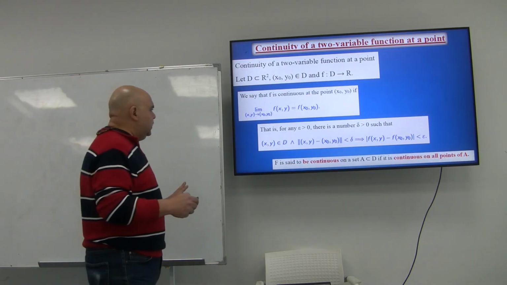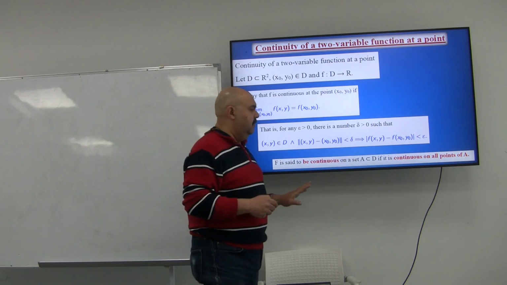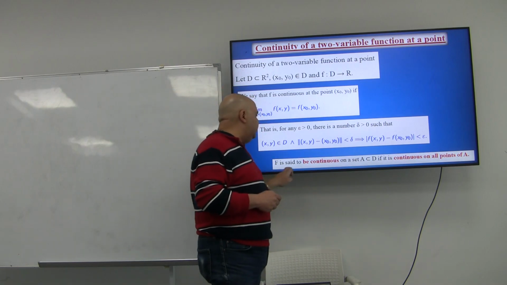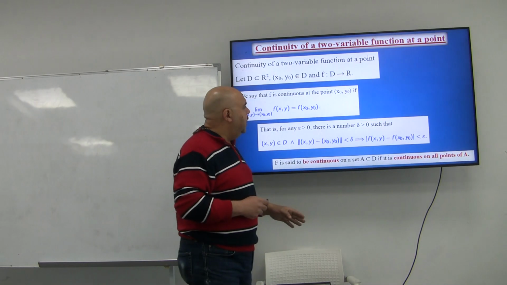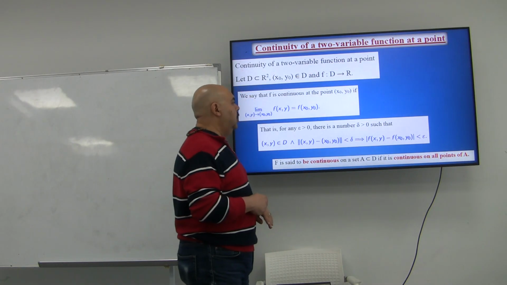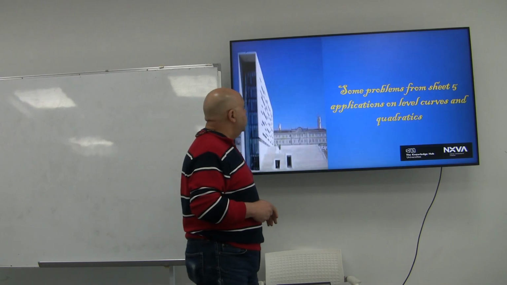It's exactly similar to functions in one variable: f is said to be continuous on a set A if it is continuous at each point of the set, relative to the domain of this function.